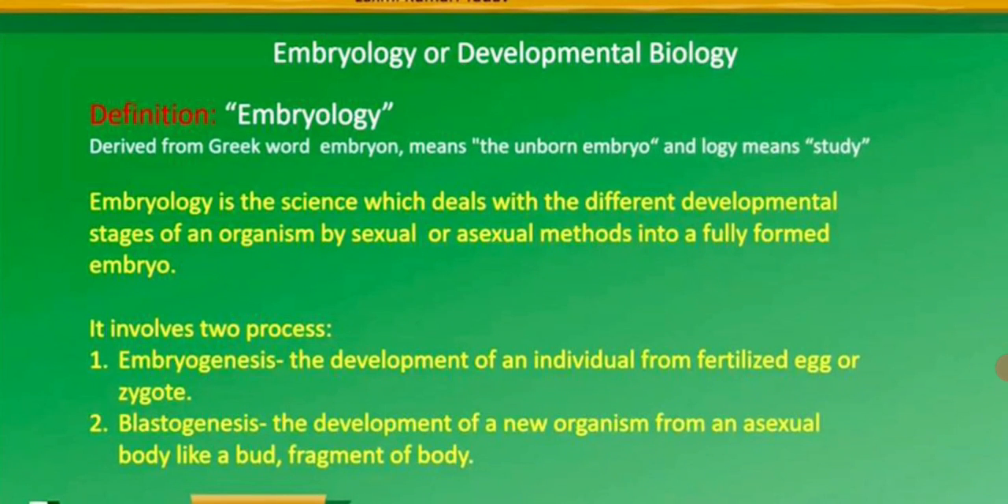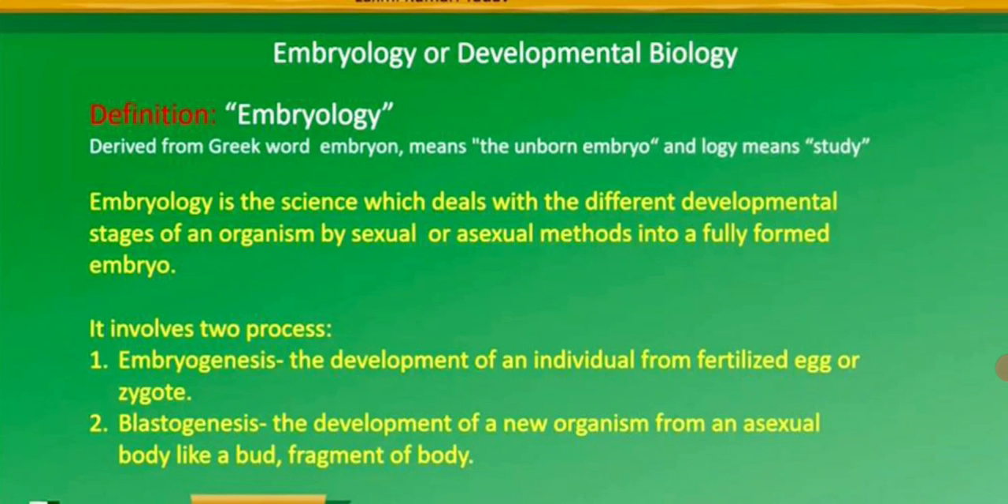In this video, we are going to describe the history and many theories of embryology or developmental biology. What is embryology? Embryology came from the word embryon. It's a Greek word. Embryon means the unborn and ology means the study. So it's the study of embryo development. It's a science that deals with the different development stages of an organism by sexual or asexual method into a fully formed embryo.